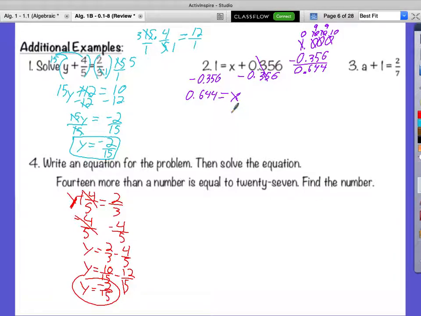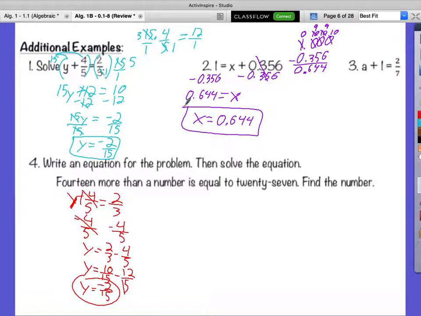Now, if we're more comfortable with this, could we write x on the left side? Yeah, we can. Does it actually change anything? Heck to the no. Very good. Okay. Questions on that one? Okay. Good stuff.